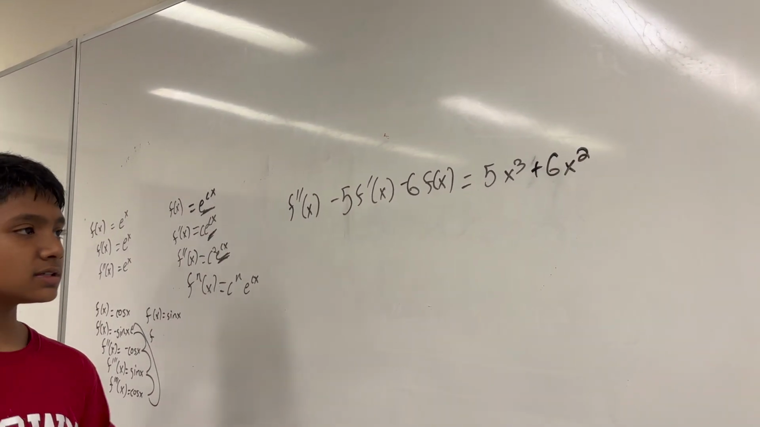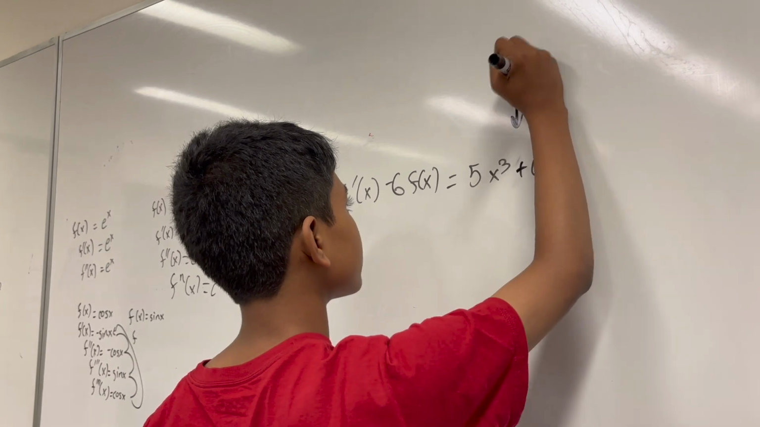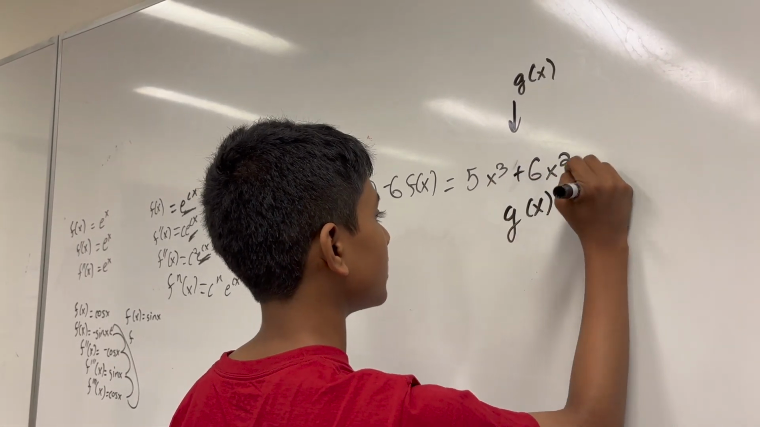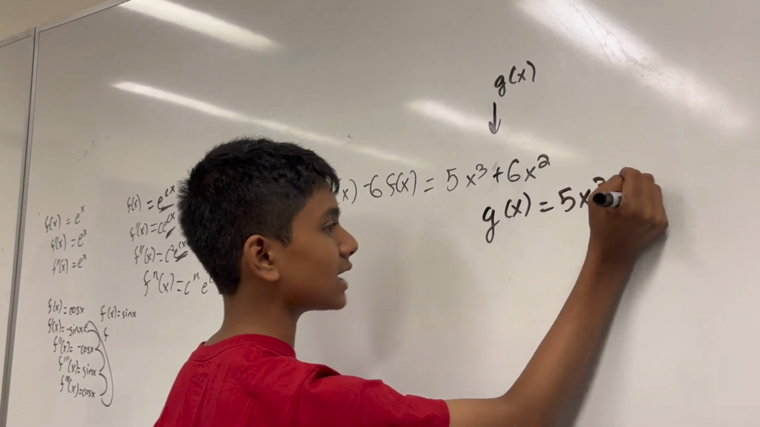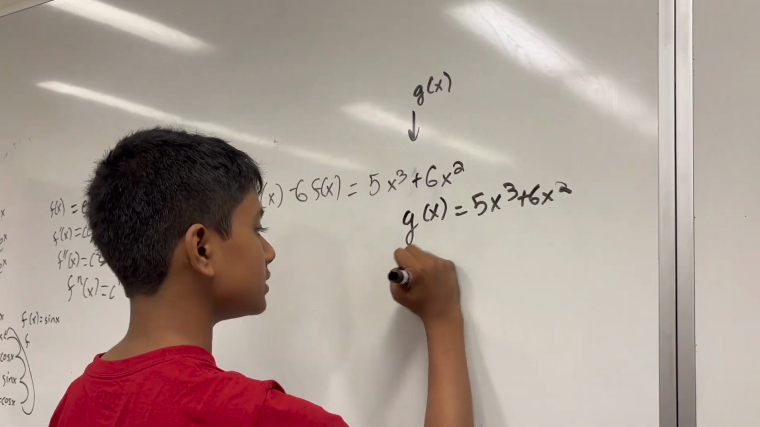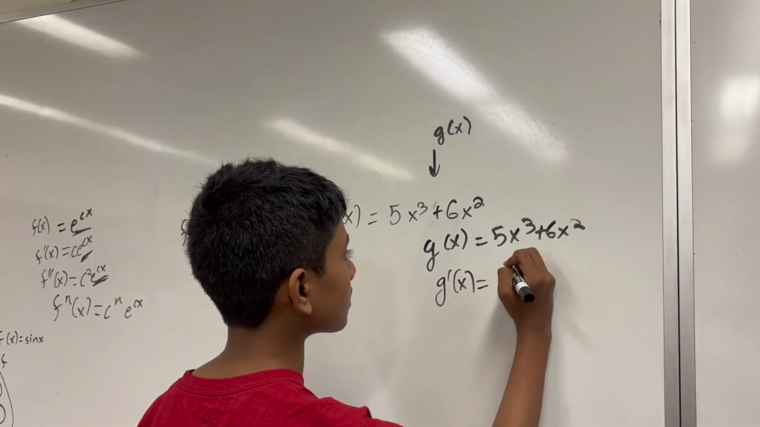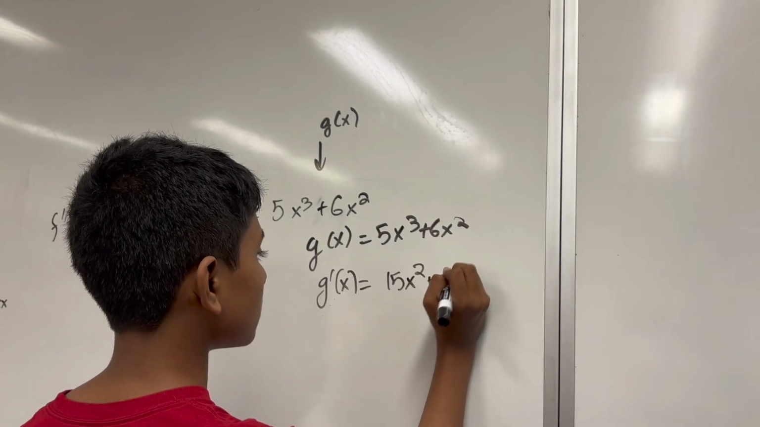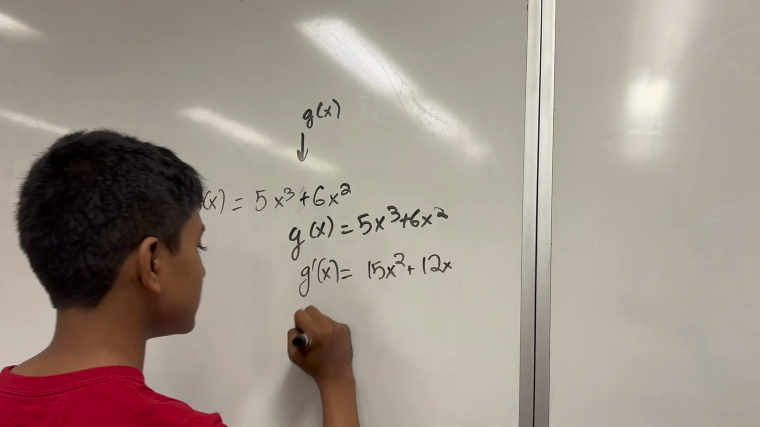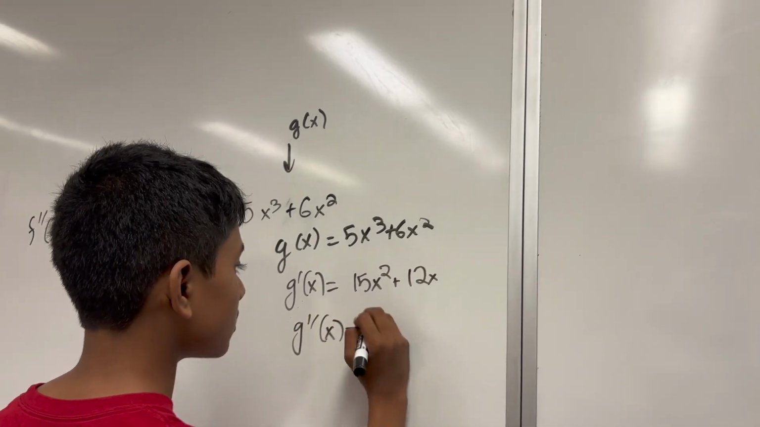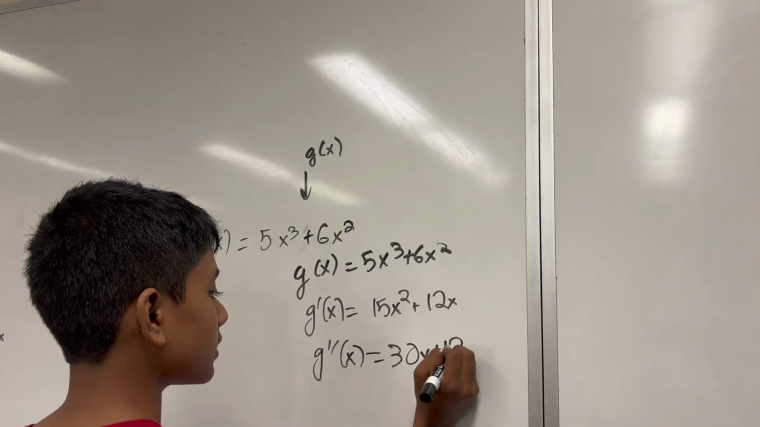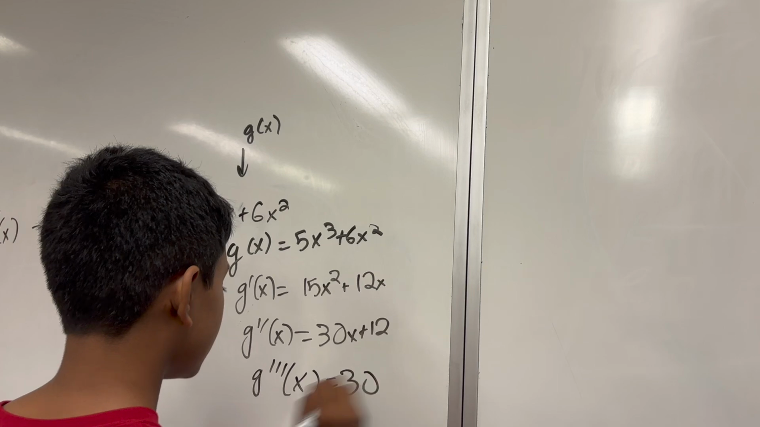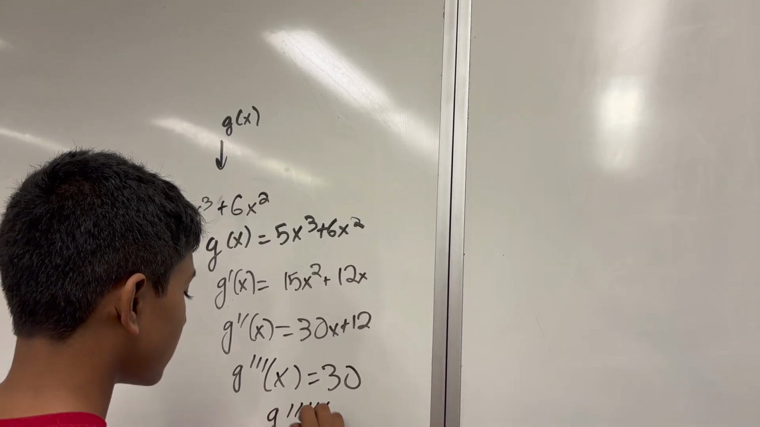So here's the thing. Let's look at the derivatives of this function right over here, g of x. G of x is 5x cubed plus 6x squared. G prime of x is 15x squared plus 12x. G double prime is 30x plus 12, and g triple prime is 30, and g quadruple prime is 0.